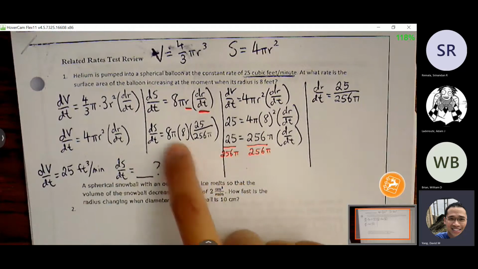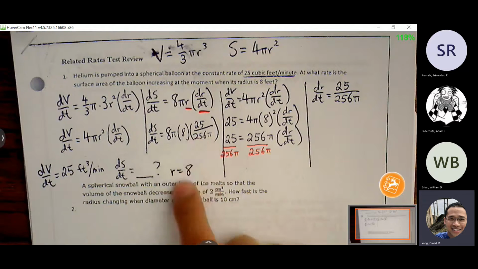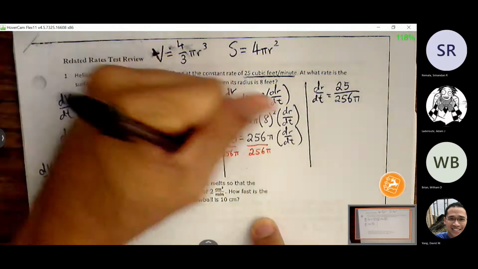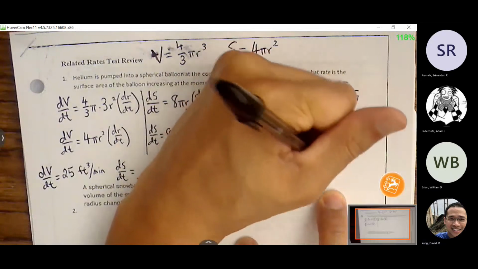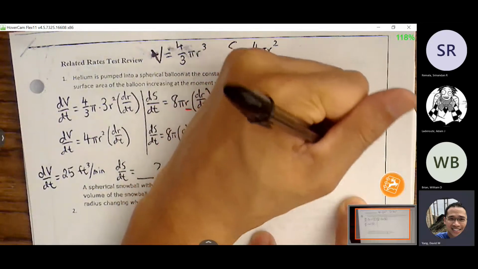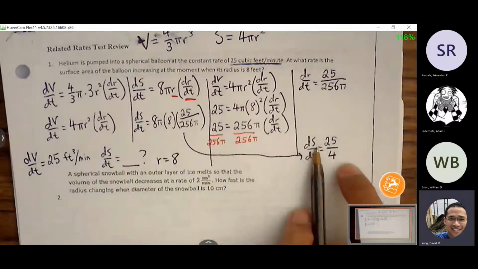Okay. The pi's cancel out. Use your calculator: 64 times 25 divided by 256. This can reduce all the way to 25 over 4. Okay, and what's our unit of measure here?